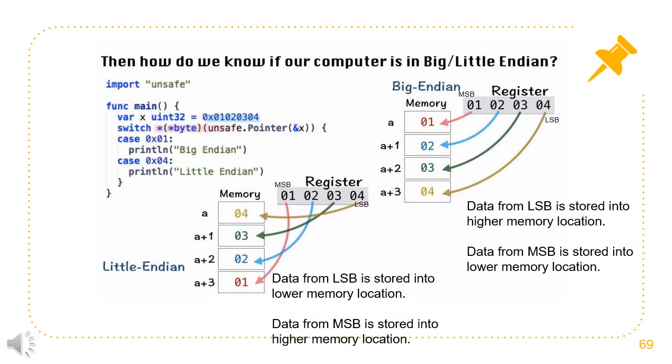Big endian: data from LSB is stored into a higher memory location. Data from MSB is stored into a lower memory location. Little endian: data from LSB is stored into a lower memory location. Data from MSB is stored into a higher memory location.